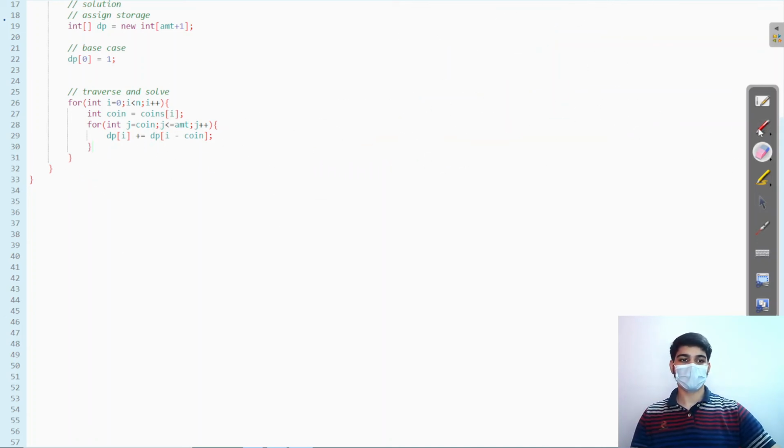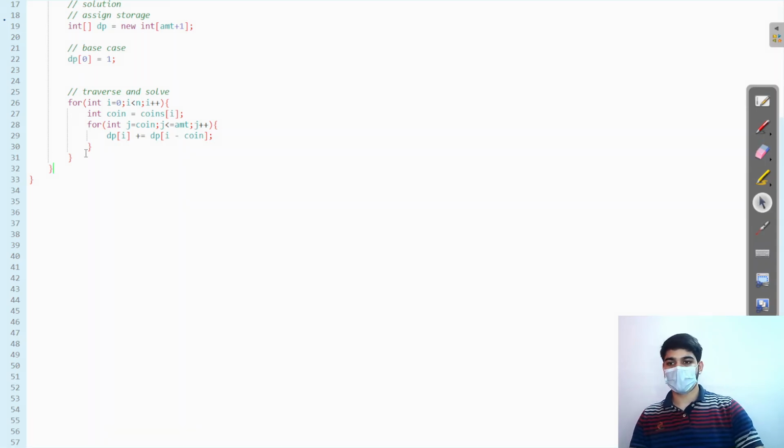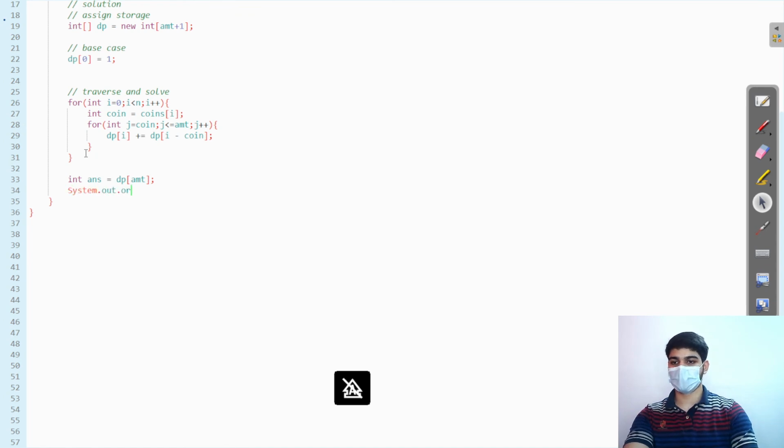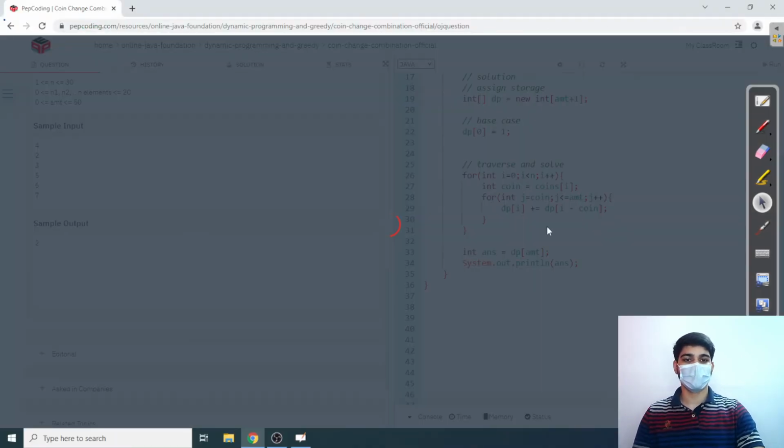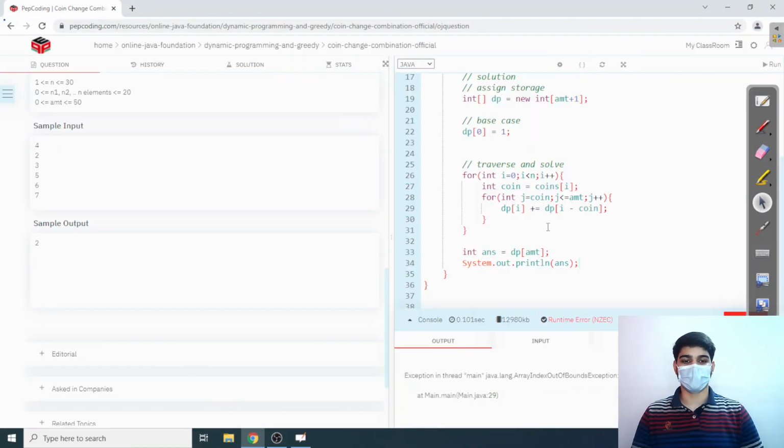Okay. What's next? After this iteration, we would get our answer in dp of amount, right? So if we print that, this should get our answer, right? So let's try to run this to see if there are any compilation errors or not. So we get a runtime error over here, which is saying that we have a -2 error, right?